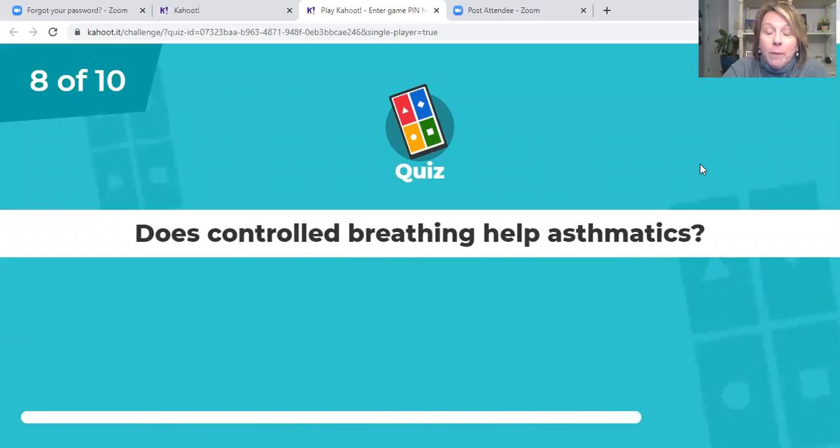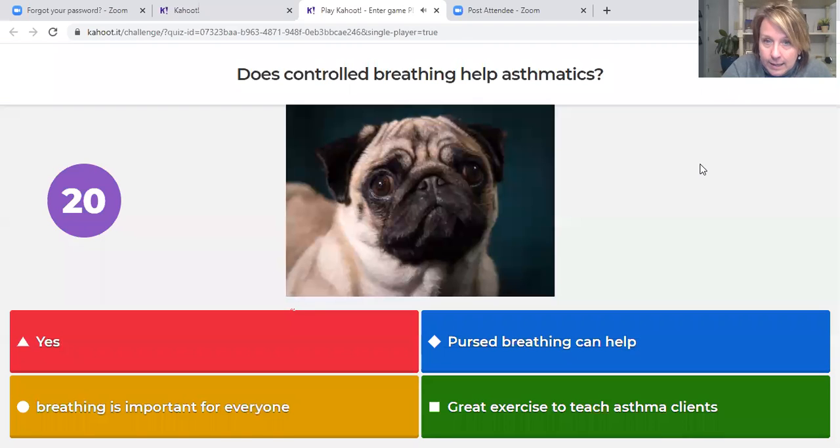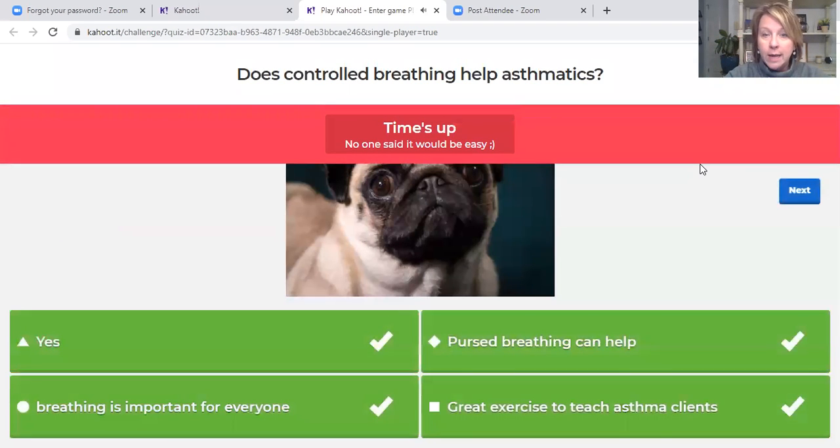Does controlled breathing help asthmatics? Yes. If I have an asthmatic that can't get air out, and everything's tightening, do I want to use this controlled, focused breathing, pursed lip breathing? Yes. I need to teach them. They need to do these breathing exercises on a regular time frame. It's very important. Yes, pursed breathing can help. Breathing is important for everyone, definitely, and a great exercise to teach asthmatic clients, especially children. Let's do these things. Let's make this work.